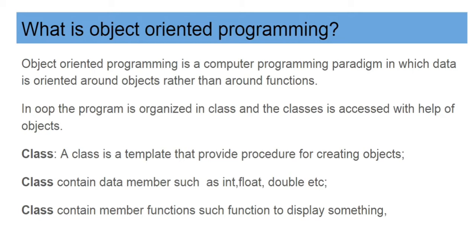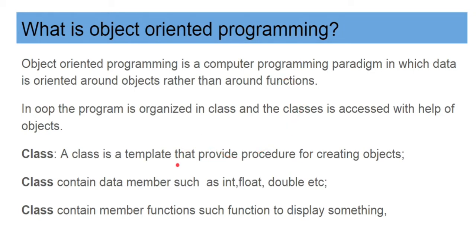In object-oriented programming, the program is organized in classes and the class is accessed with the help of objects. We have two very important components, the building blocks of object-oriented programming, that is class and its objects. We create a class, we define the data types and the member functions in the class, and with the help of an object we can access this class. So let's explore what a class is.